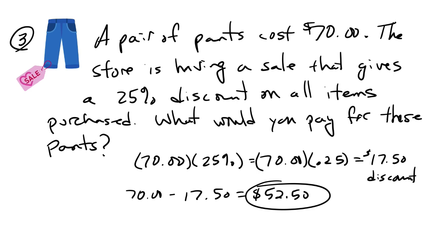Okay, so we've seen tip, that gets added to the bill. We've seen taxes, that gets added to the cost. We've now seen discount that comes off or is subtracted.